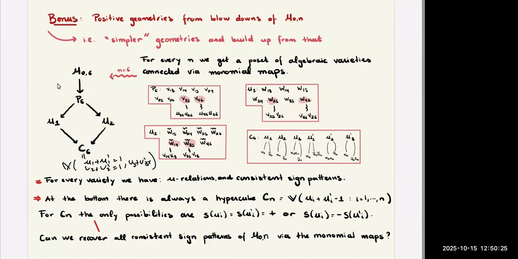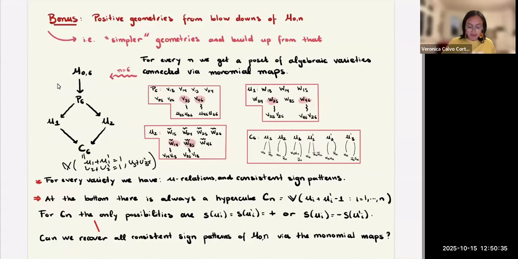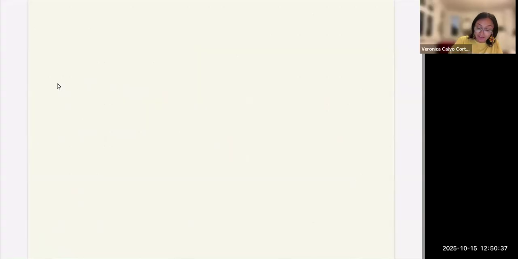I may have missed this. Is it possible to describe what the hyperplane arrangement is for which M0n is the complement? Yes, of course I can. I didn't say it actually, I totally skipped it. But it's relatively easy.